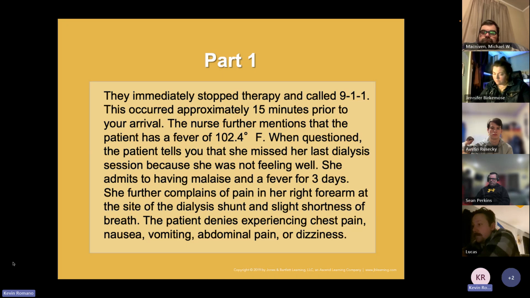She further complains of pain in her right forearm at the site of the dialysis shunt and slight shortness of breath. The patient denies experiencing chest pain, nausea, vomiting, abdominal pain, or dizziness.